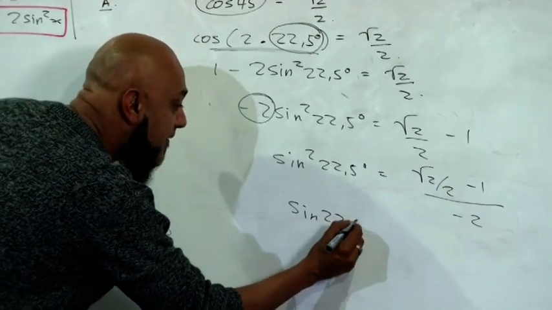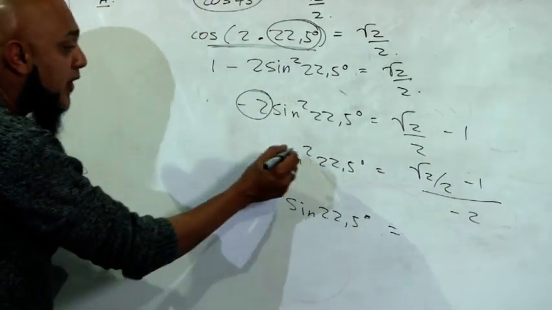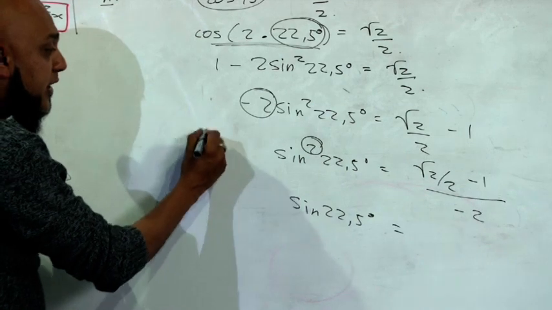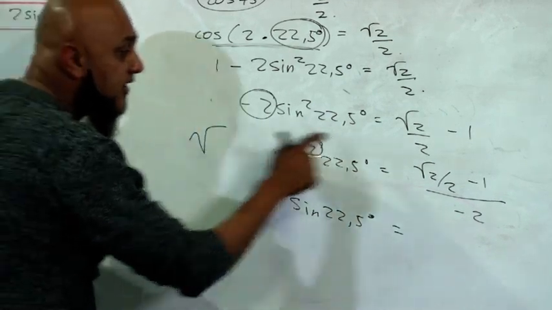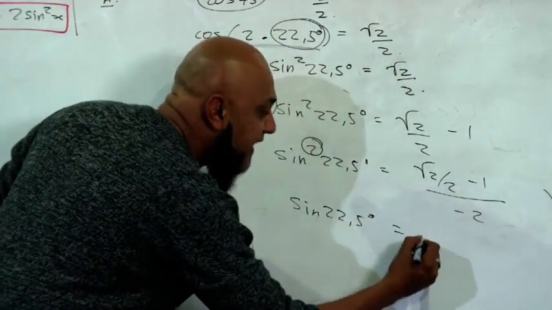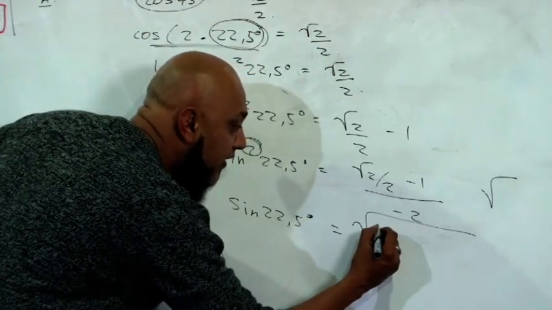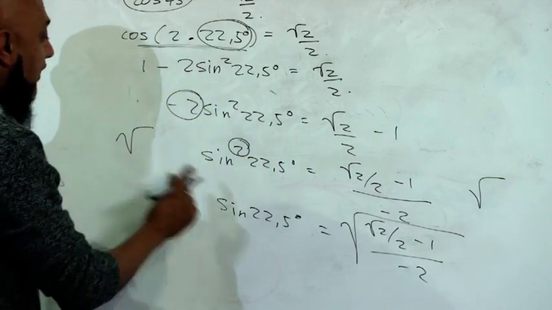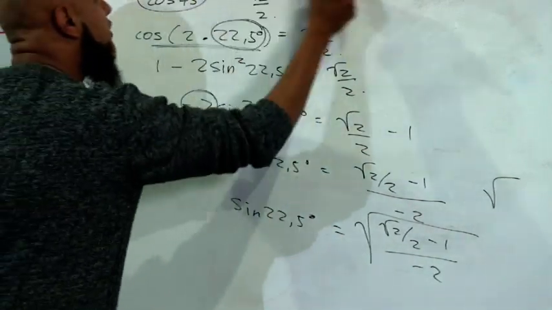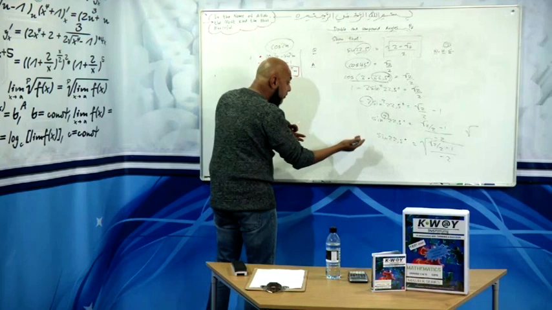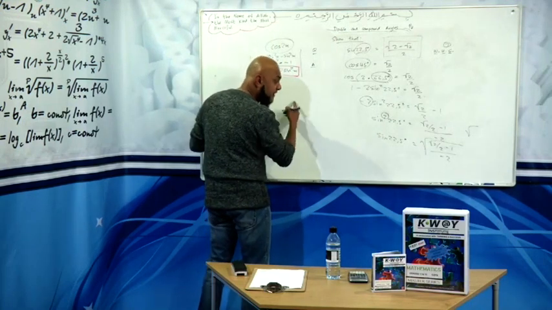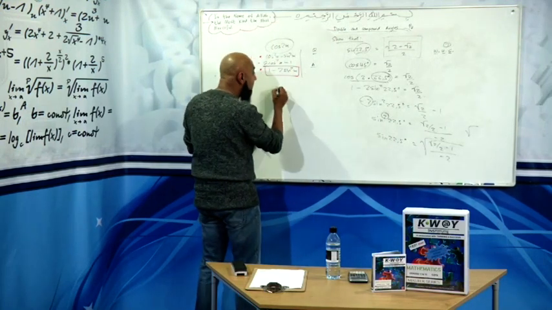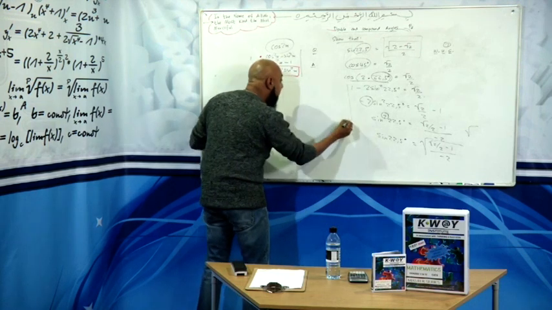Sine 22.5 is equal to, how do I get rid of a square? I find the square root. If I find the square root on the one side, I find the square root on the other side. So it's equal to the square root of root 2 over 2 minus 1, over minus 2. And now you will get your final answer, which you would have needed to prove. That's your final answer.